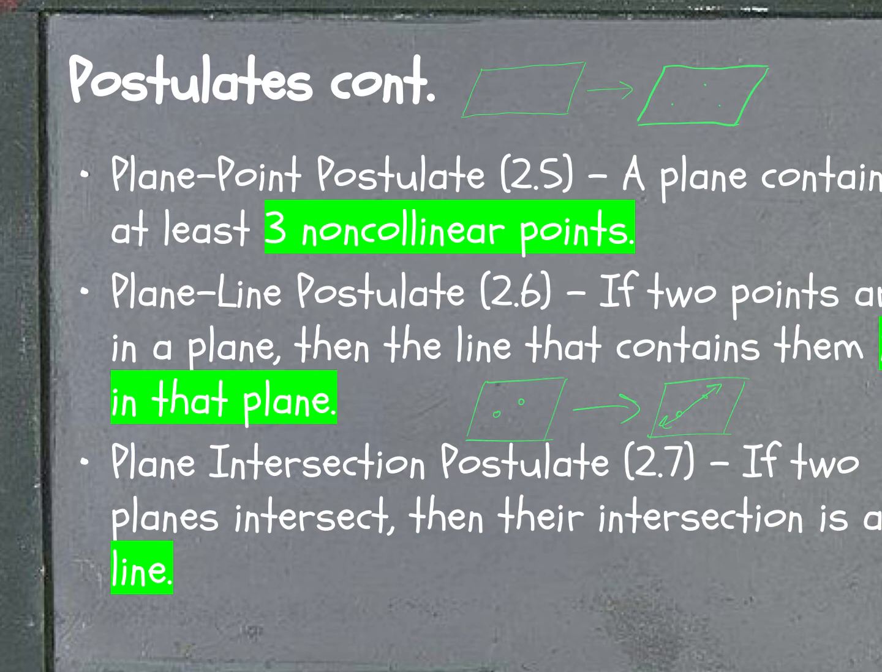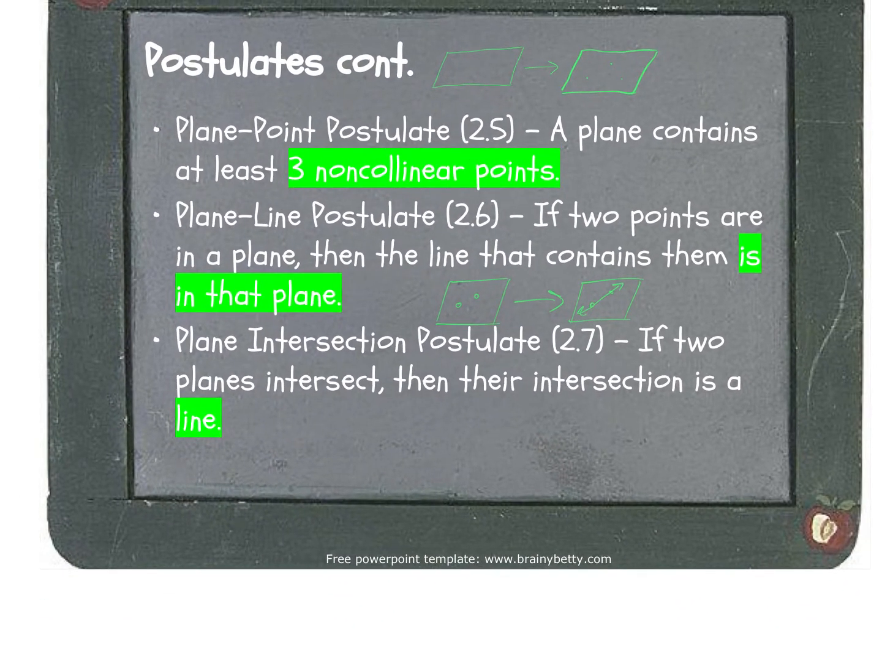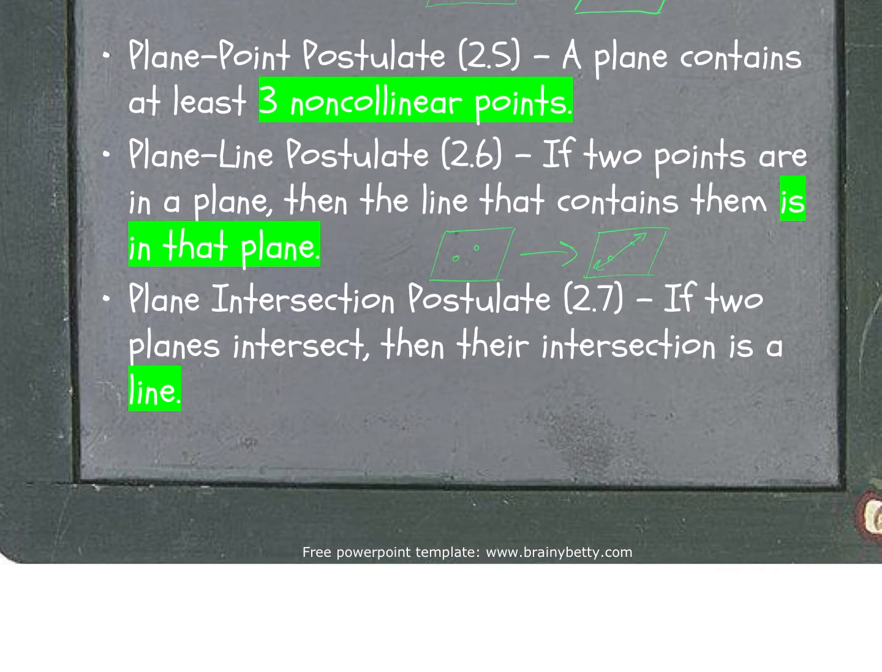Awesome. Okay, last one, the plane intersection postulate. This one just says if two planes intersect, then their intersection is what kind of figure? It's a line. We've already learned this one, okay? Now, the drawing's really difficult. I'm not even gonna try, okay? But I will show you, I'll demonstrate it, okay?